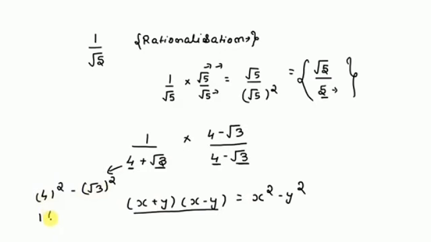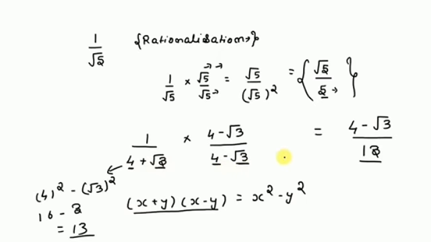So when we make 4 square minus root 3 square, it will become a rational number. In this way we make the denominator a rational number, and this is the rationalization. Look here, it will become 4 minus root 3 divided by 16 minus 3, that is 13. Now it becomes a rational number. So we have rationalized the number. Clear? What we have used is the identity x plus y into x minus y is equal to x square minus y square.